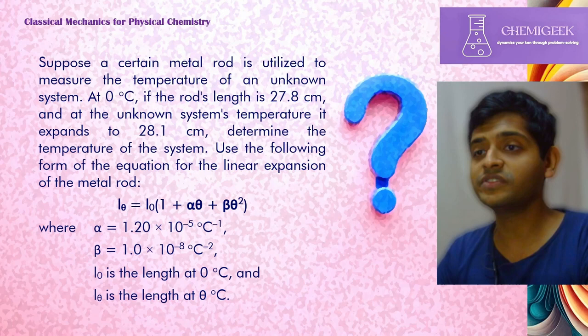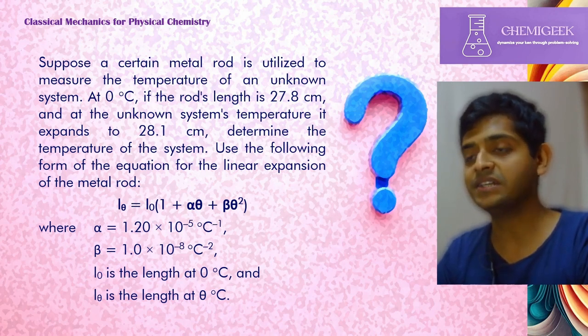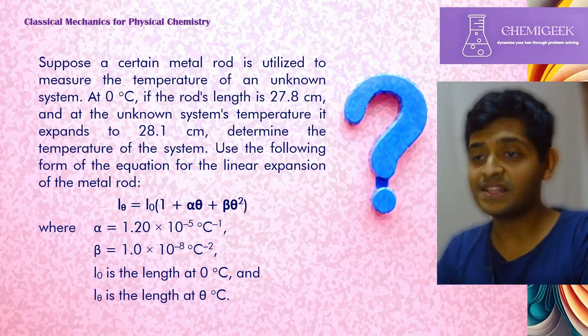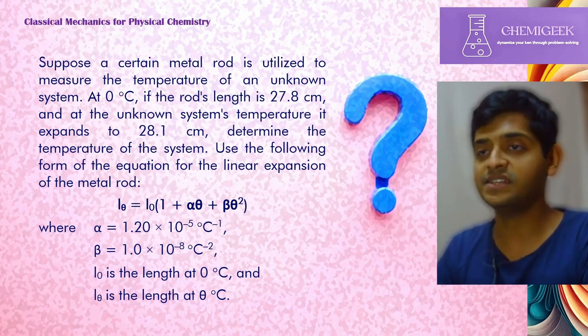Use the following form of the equation for the linear expansion of the metal rod. L theta is equal to L0 times 1 plus alpha theta plus beta theta square, where alpha is equal to 1.2 into 10 to the power minus 5 degrees Celsius raised to the power minus 1. Beta is equal to 1.0 into 10 to the power minus 8 degrees Celsius raised to the power minus 2. L0 is the length at 0 degrees Celsius and L theta is the length at theta degrees Celsius.